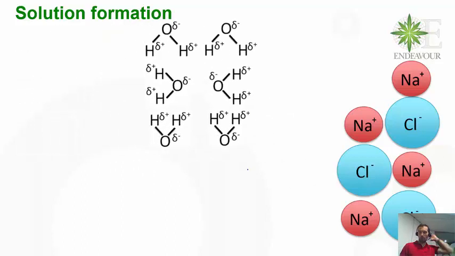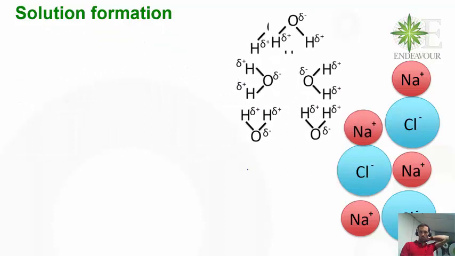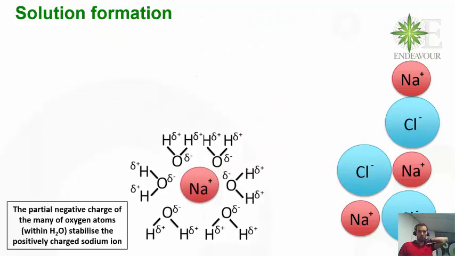So let's have a look at what happens this time. So this time the positive sodium is going to be taken away from the sodium chloride, and it again can be stabilized by the water molecules. But this happens in a bit of a different way to what we saw for the chloride ion, because this time we actually need the partial negatives of the oxygen to actually stabilize the positive charge of the sodium ion.